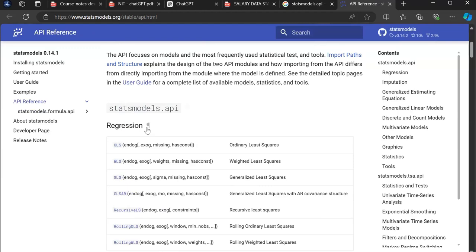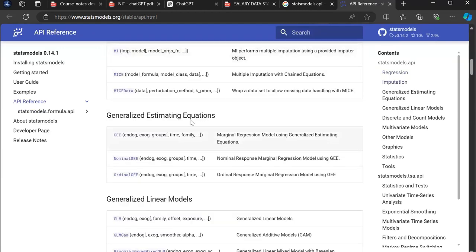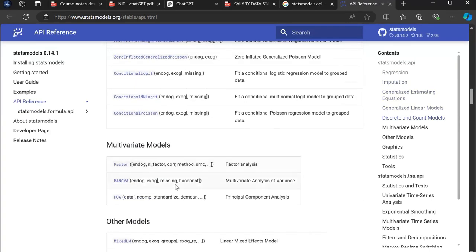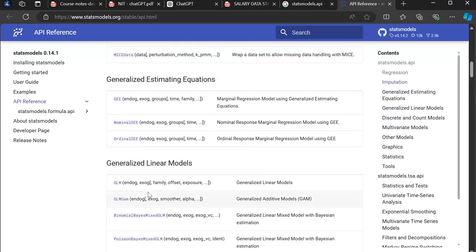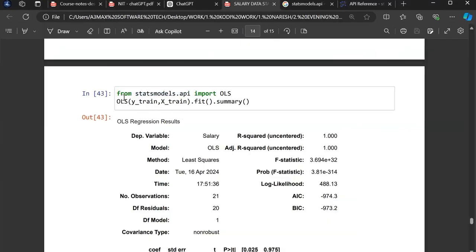Come on. So regressions plus imputations, generalized estimating equations, discrete count models, multivariate models. This is all statistical theory. You guys getting my point? We don't want theory. We need the concepts relevant to machine learning. So in regressions, we use OLS or not? What is OLS? Ordinary least squares, guys. This API, I try to plug in here. Can you please do this?